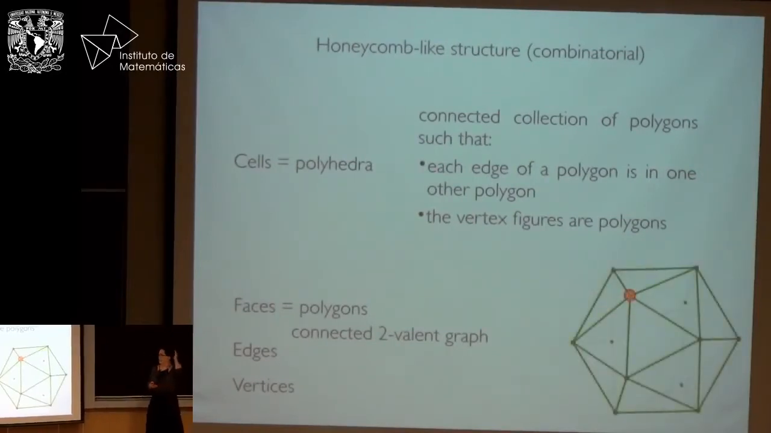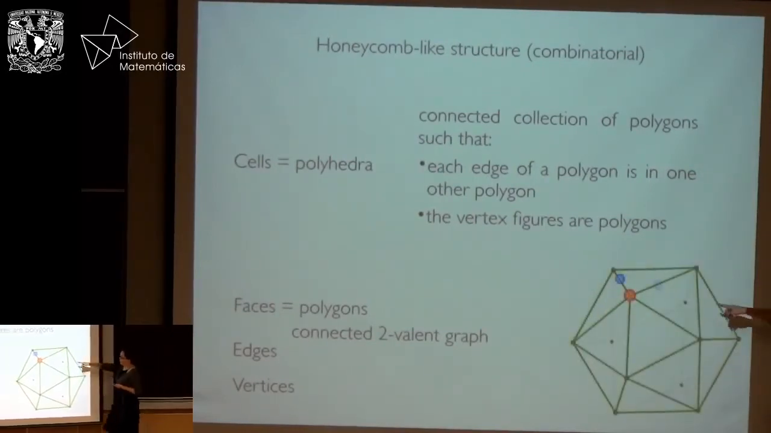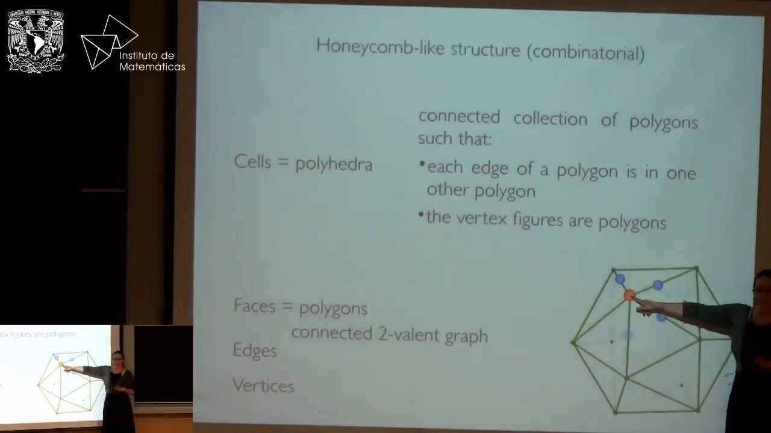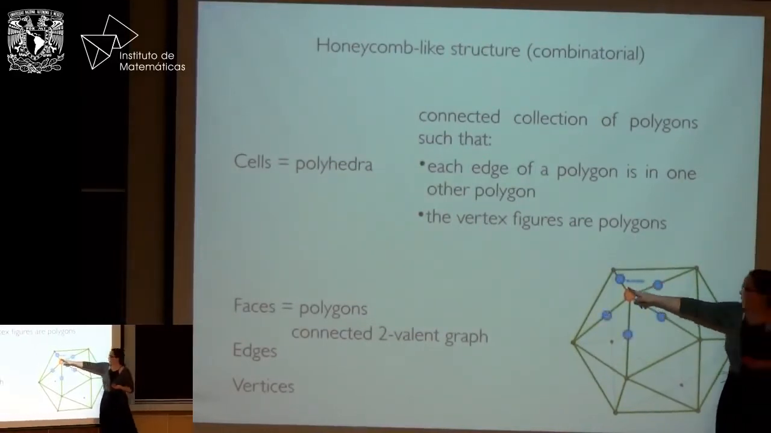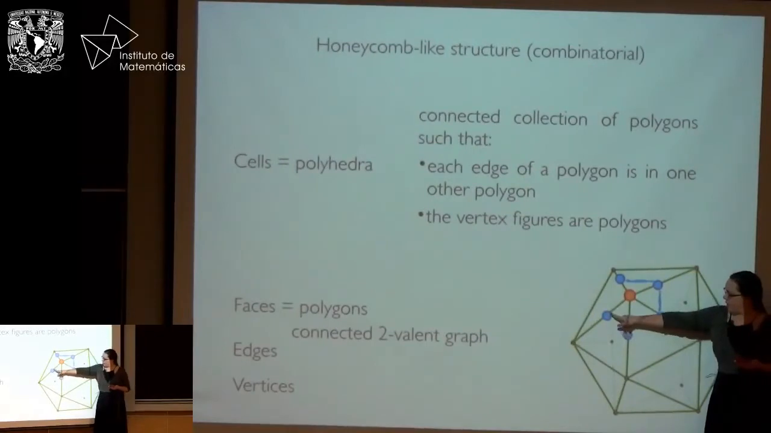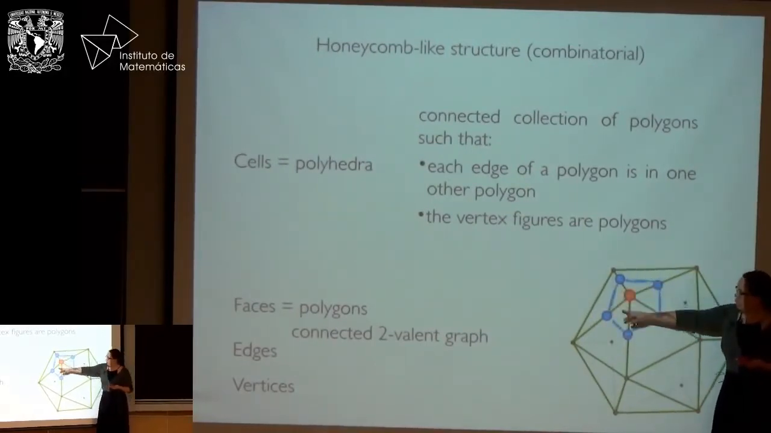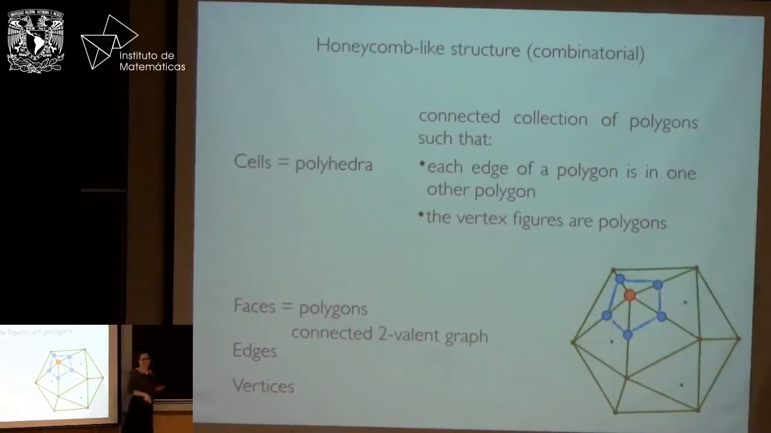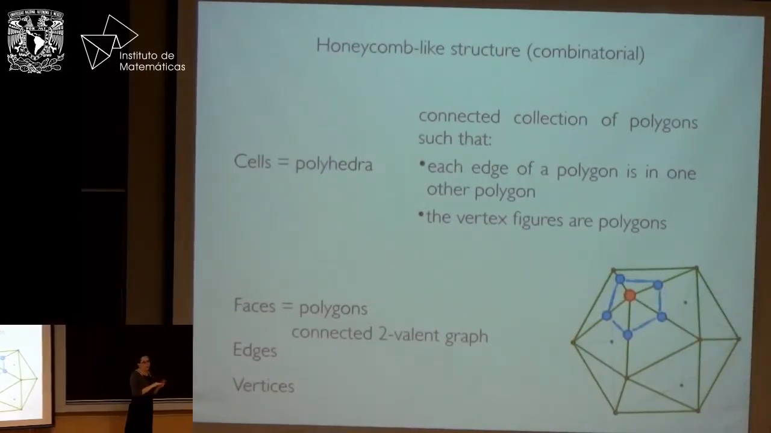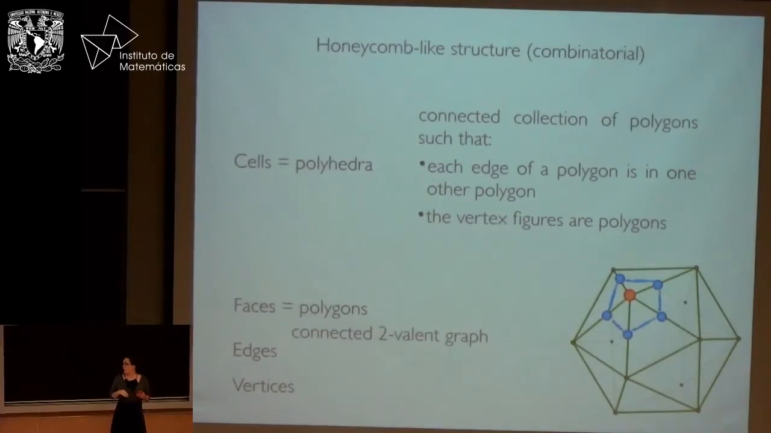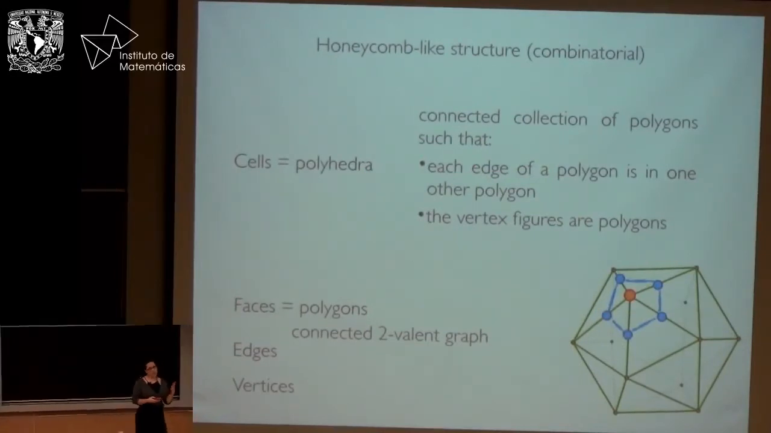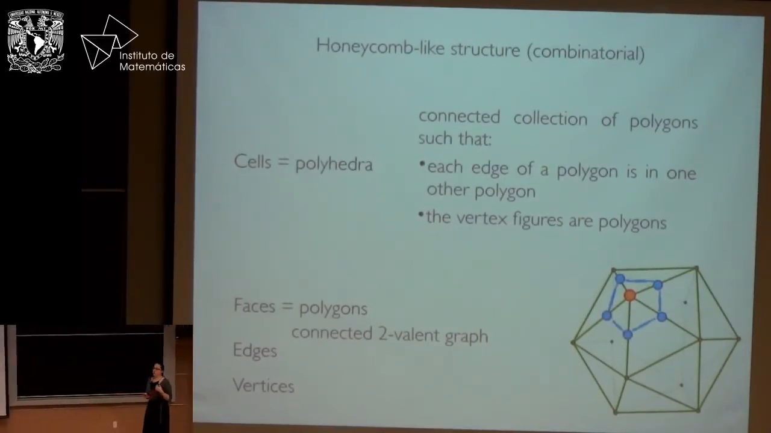It is what a vertex sees. So I have a vertex here, and what the vertex is looking at is, well, these edges, so I put a vertex on each, and then these faces, so I draw an edge between two of them if there is a face there. So that's what the vertex figure is. It's basically, in topology sometimes it's called the link of the vertex. So that's my vertex figure, and I want them to be polygons.